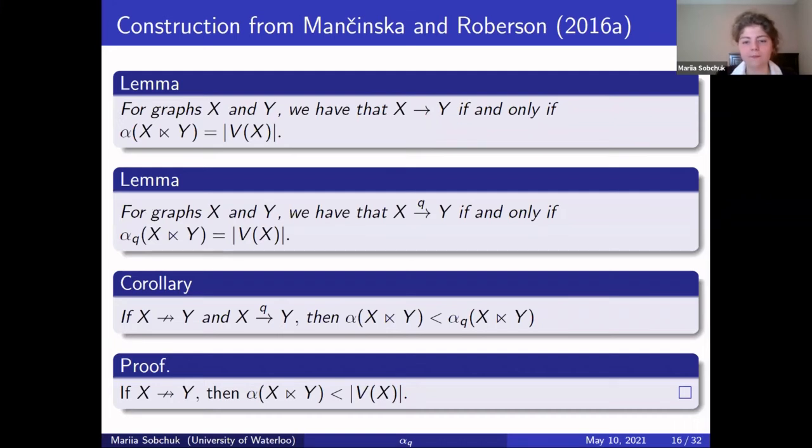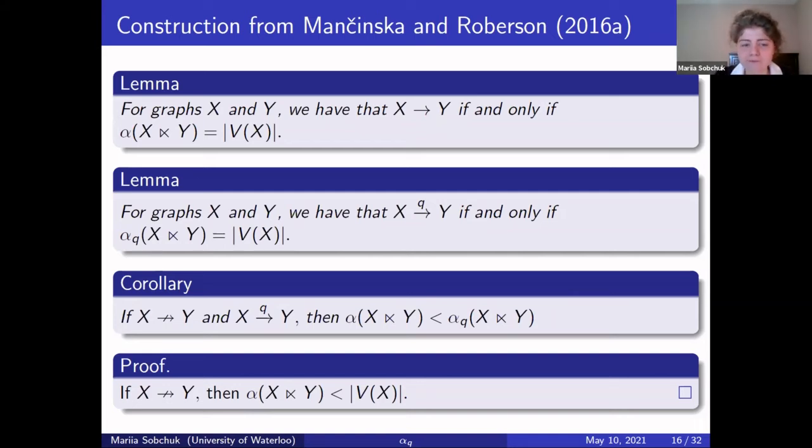So the corollary of that result is that if we have a quantum homomorphism from X to Y, but not a classical homomorphism, then the independence number of the homomorphic product of those two graphs is strictly less than the quantum independence number. That follows from those two lemmas. If we don't have a homomorphism between two graphs, then alpha of the homomorphic product is strictly less than the number of vertices of X. On the contrary, alpha q of the homomorphic product is the number of vertices of X. So that's a nice example of the separation here.